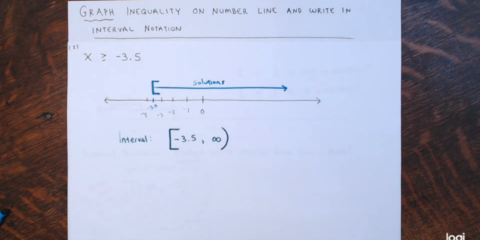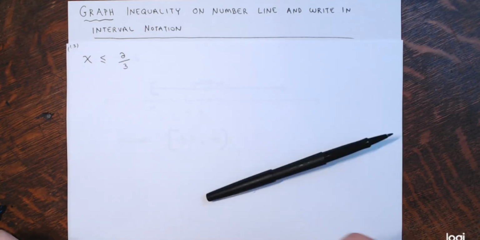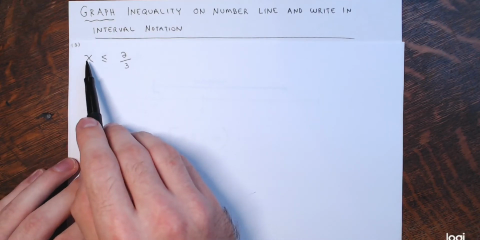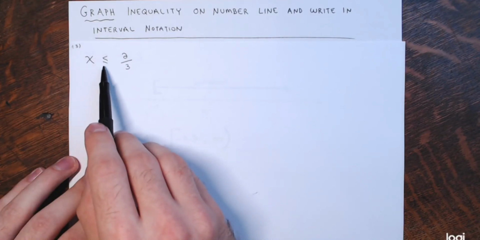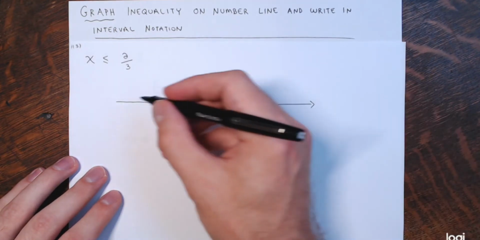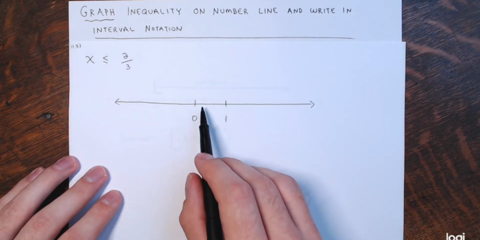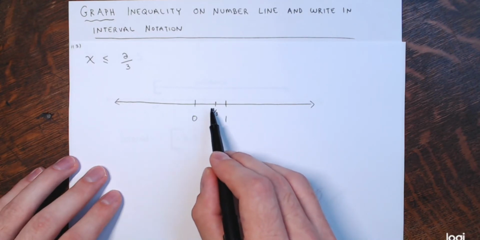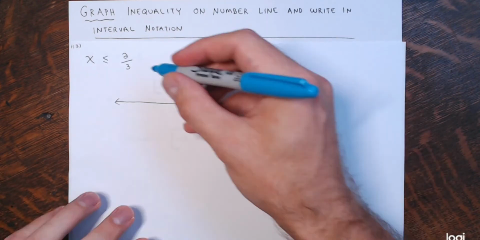All right, now I'm going to start going a little faster. So here's another one, number 3. X is less than or equal to 2/3. So again, I'm looking for all the numbers that are less than 2/3, so to the left of 2/3 on the number line, and also equal to 2/3, so 2/3 itself. So again, here's a number line. There's 0. Now 2/3, let's say that's the number 1 there. 2/3 is between 0 and 1. It's 2/3 of the way from 0 to 1. So there's 2/3.